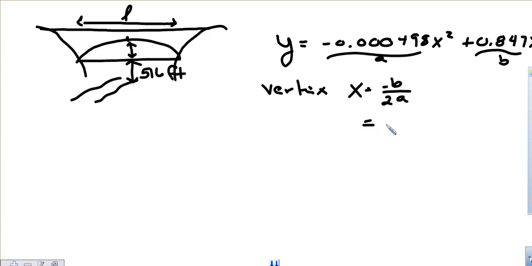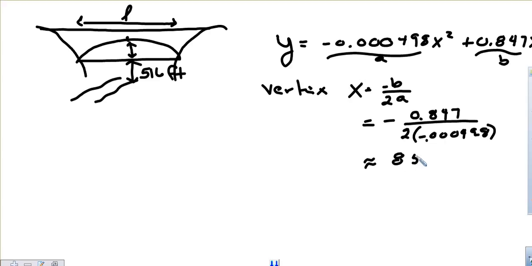So it's equal to negative 0.847 divided by 2 times negative 0.0000498. Now, I don't expect you to do that by hand. Put that in your calculator and you get approximately 850. So that's my x value of my vertex.